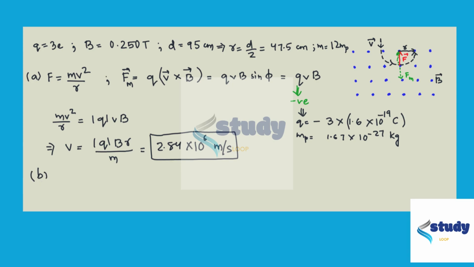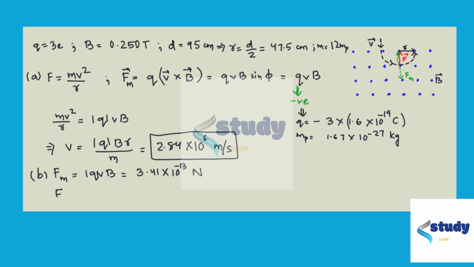We have to compare the gravitational force with the magnetic force here. So let's find the magnetic force first, just the magnitude. This is equal to q times v times B. We know q, we use the velocity that we calculated here, and B is already given. So this is equal to 3.41 times 10 to the power minus 13 Newton.